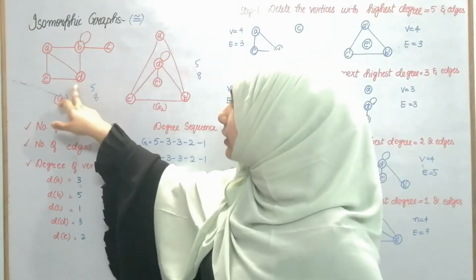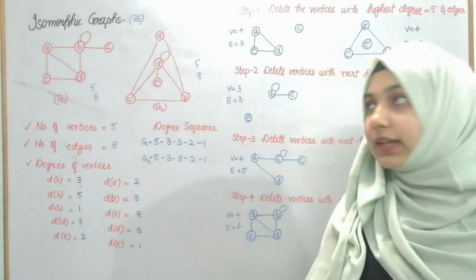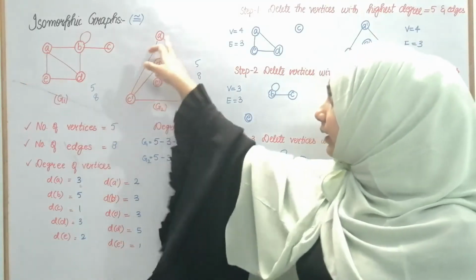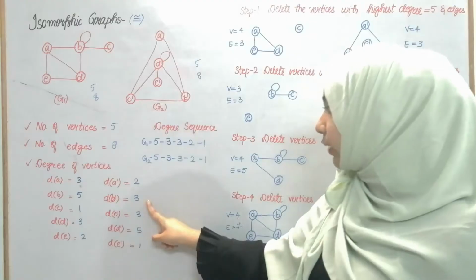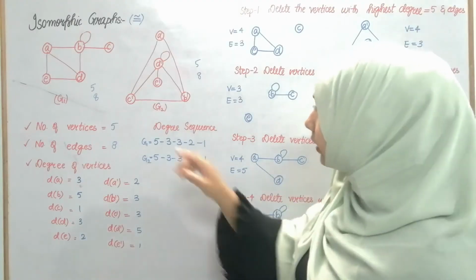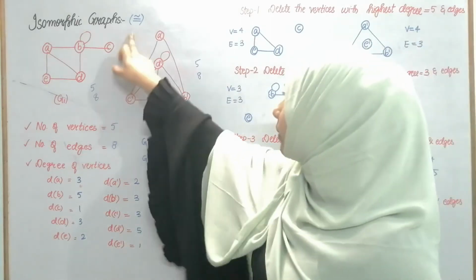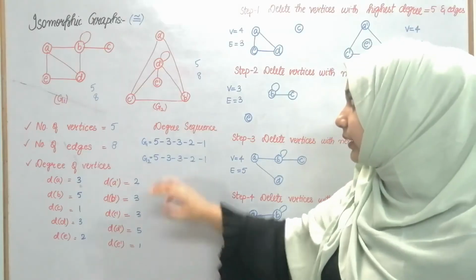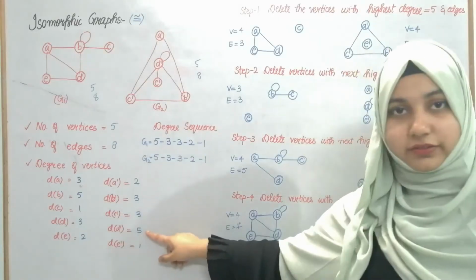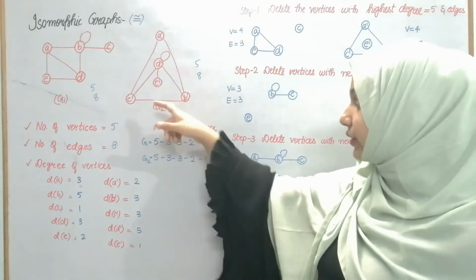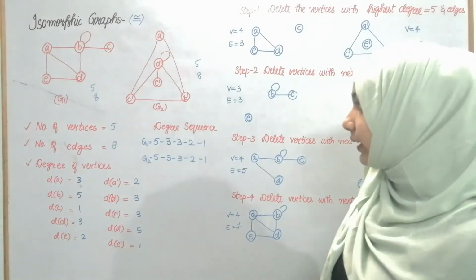Next, D has got edges 1, 2 and 3. D has got 3. Now E, 1 and 2. Done. Next, let's see this one. Here A dash has got 1 and 2. For B dash, it has got 1, 2 and 3. For C dash, we have got 1, 2 and 3. Let's see D dash: 1, 2, 3, 4 and 5. We have got 5. And E dash is nothing but 1. Here E dash is a pendant vertex. The degrees are done.